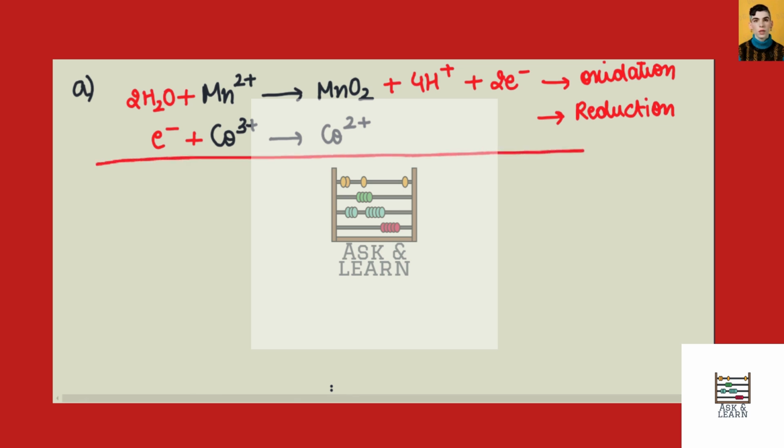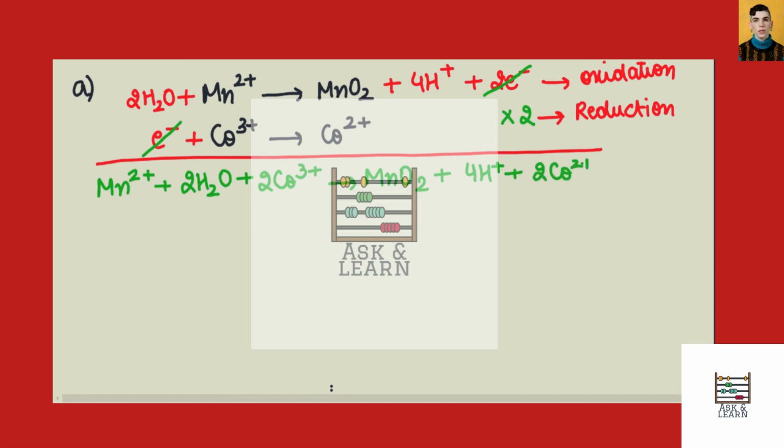Now we will have to add these two equations to balance it. To cancel out the electrons, we will have to multiply the reduction reaction by 2. And now the overall equation will be Mn2+ plus 2 water molecules plus 2 Co3+, which goes to form MnO2 plus 4 H+ plus 2 Co2+. And now this is our balanced chemical equation.